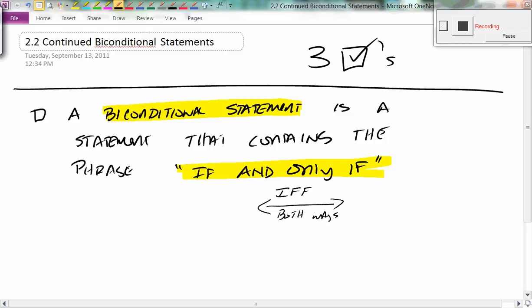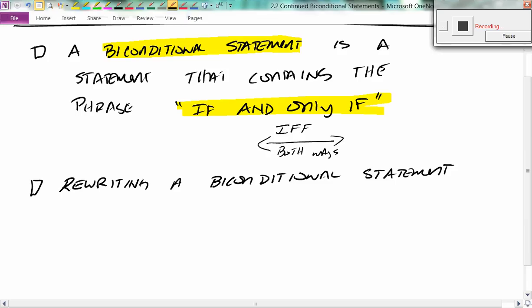Okay? So rewriting a biconditional statement. And again, there's that word, biconditional. What is it again? It's a phrase that has what? If and only if. And what's the cool hand way of writing it down? IFF, right there. So you can do that, IFF. Okay. So rewriting a biconditional statement.